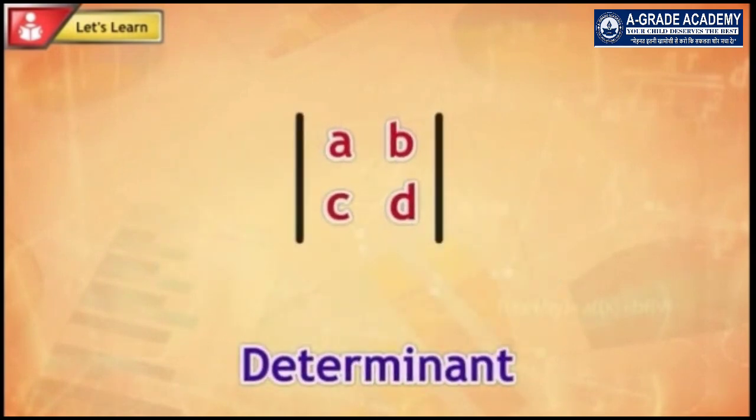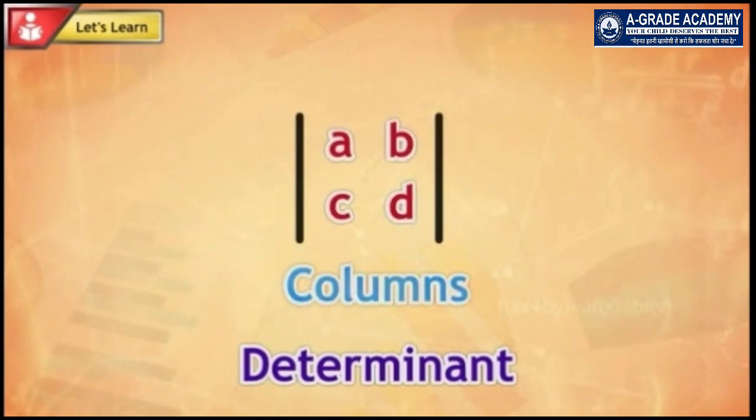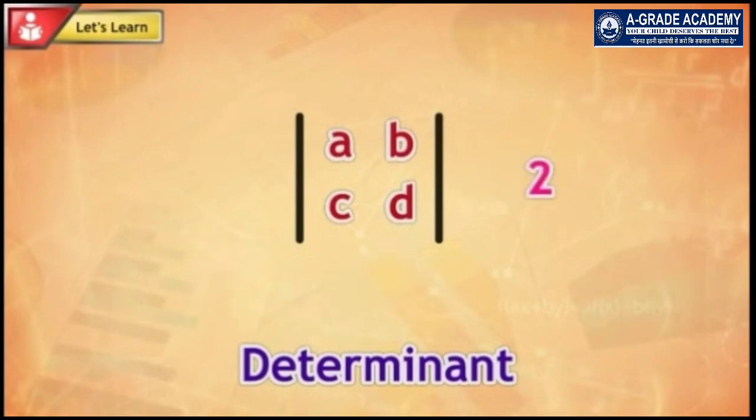A, B and C, D are rows and A, C and B, D are columns. The degree of this determinant is 2 because there are 2 elements in each column and 2 elements in each row.